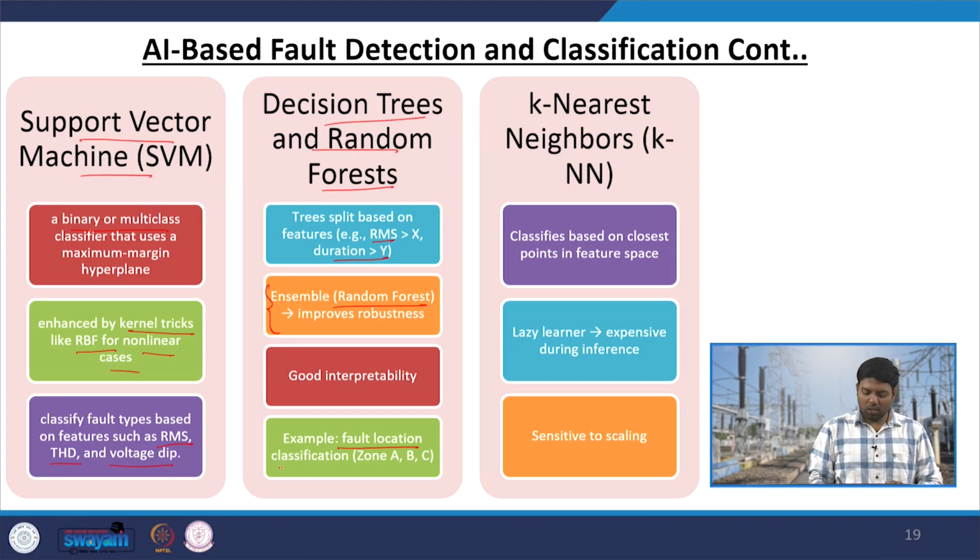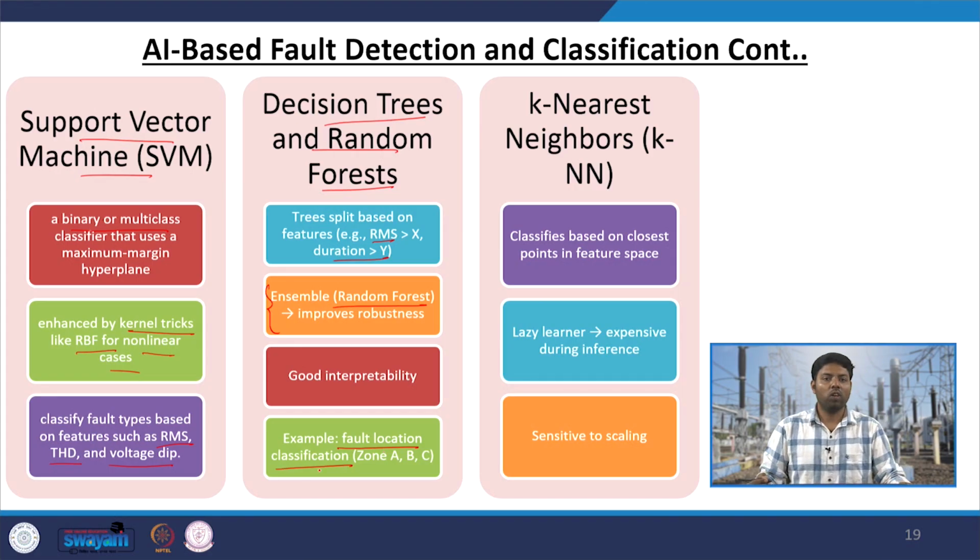But it is good only for fault location classification. Then you can use the k nearest neighbor method, which classifies based on the closest point feature, where we calculate the Euclidean distance and then cluster them together. It is a lazy learner and expensive during inference, and sensitive to scaling.